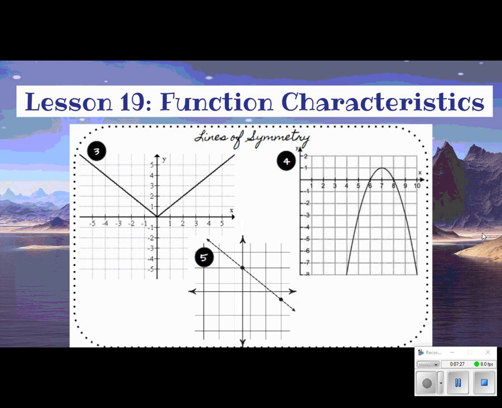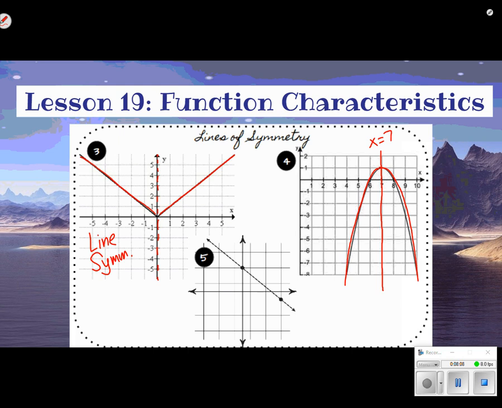So, which of these have line symmetry? Pause the video, see if you can figure out if there's any line symmetry. All right, number 3 has line symmetry because I can drop a vertical line and the right side and the left side match. All right, 4 also has line symmetry. It's not along the y-axis, it's along x equals 7, but the left side matches the right side.